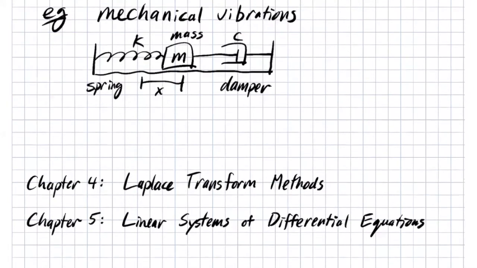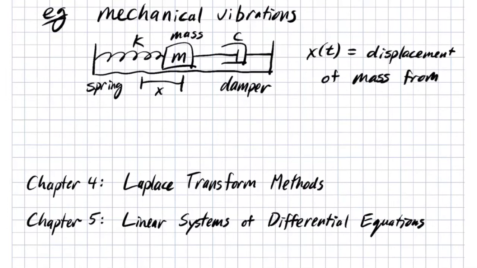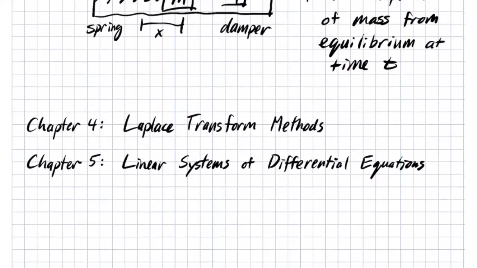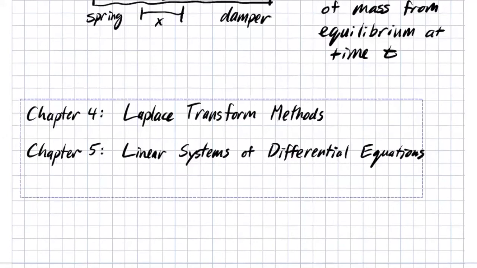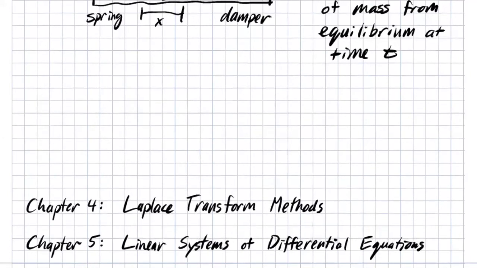And we're going to say x of t is the displacement of the mass from equilibrium at time t. And we can use a very familiar law which says the force is equal to mass times acceleration.